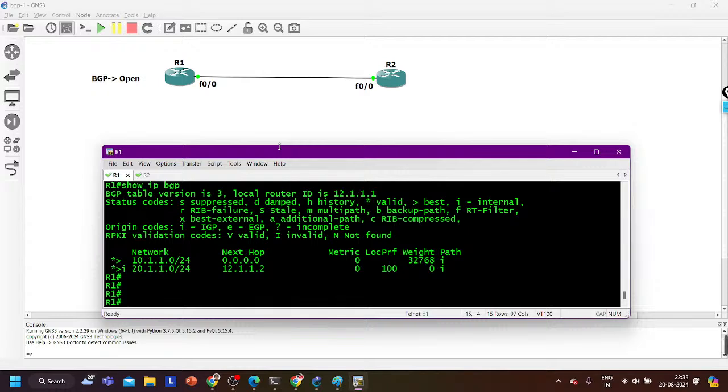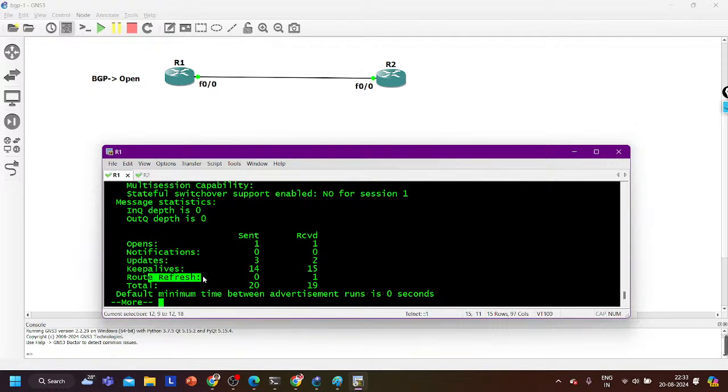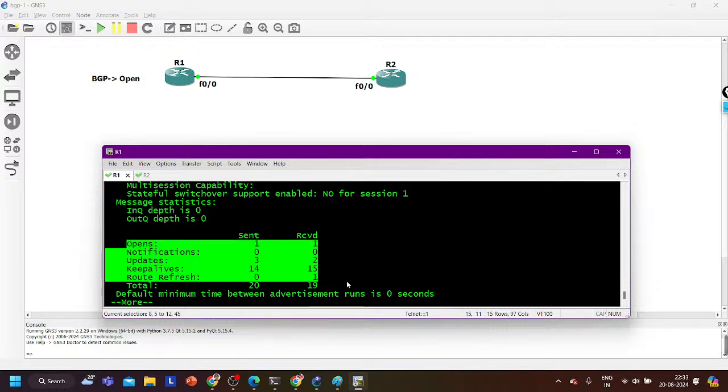Tomorrow we'll start BGP messages, the types of messages in BGP. We have open message, keepalive message, update message, notification message, and route refresh message. Here also you can see all the messages. So you need to learn all these types of messages, and tomorrow we'll focus on this only. Then we'll see the content of each message, like the open message, what are the parameters for neighborship in BGP. We'll see the concept of next hop.